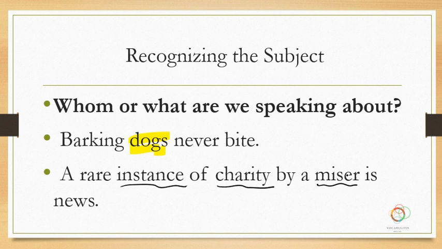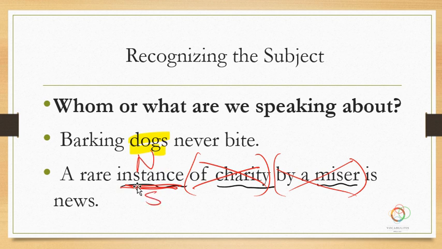Okay. Well, grammatically speaking, you need to distinguish them. And by a miser is a prepositional phrase, so we'll eliminate that. Of charity is a prepositional phrase, so we'll eliminate that. What is news is the instance that is the news. Instance of whatever is the news. This is a noun, and this is the subject of your sentence.